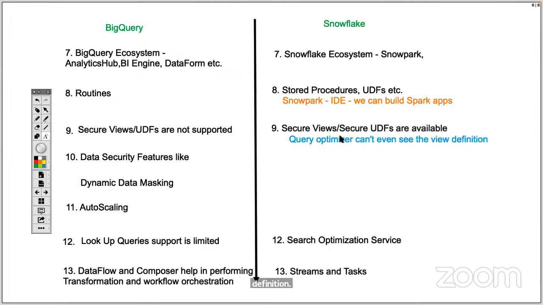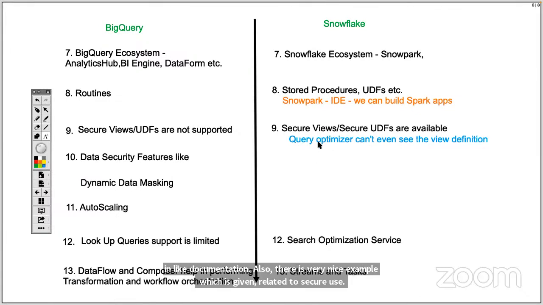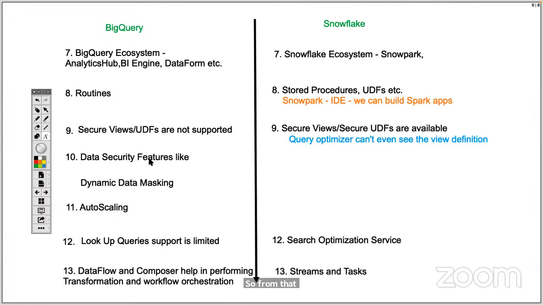There is a lot of theory behind it. If you just Google, you will find in the Snowflake documentation a very nice example related to secure views. So from that perspective, Snowflake has that functionality. And then there are data security features like data masking. Dynamic data masking is there in Snowflake, but in BigQuery it is just getting introduced.